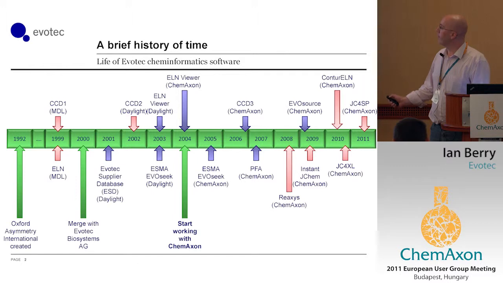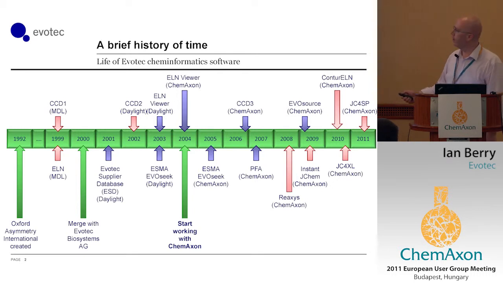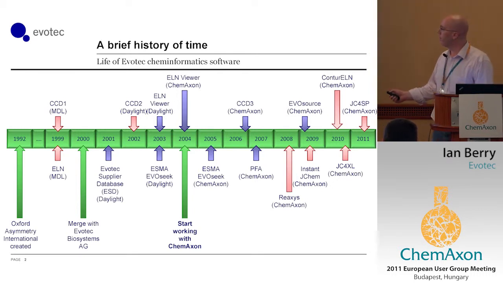And then 2006, 2007, the decision was made to ditch the Daylight version of CCD2 and move over to the ChemAxon one. We also built tools for accessing some papers and things like that. So this is Patent Fast Alert, which is a Thomson Reuters database that we brought in. And then we're also using things like Reaxys, and then coming forward, Instant JChem, now JChem for Excel, and the Contour ELN we have as well, and we're using the ChemAxon cartridge in the back of that.